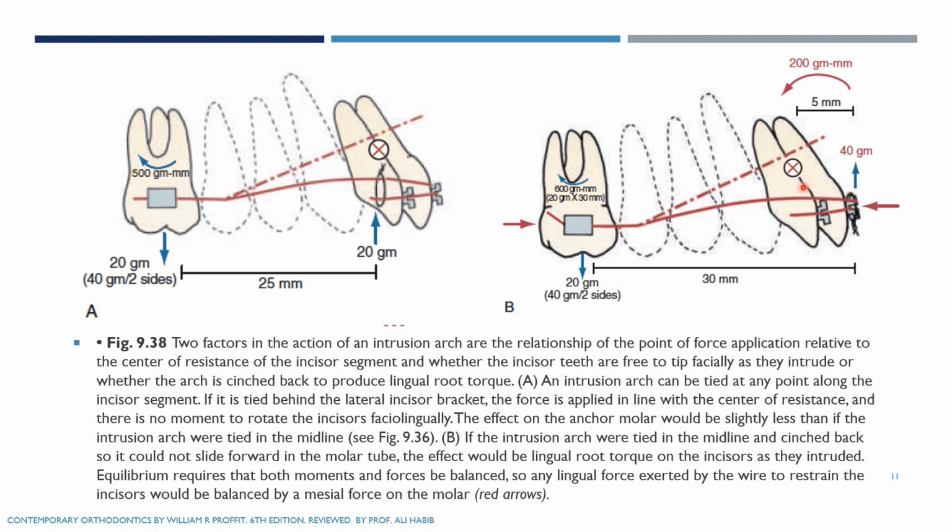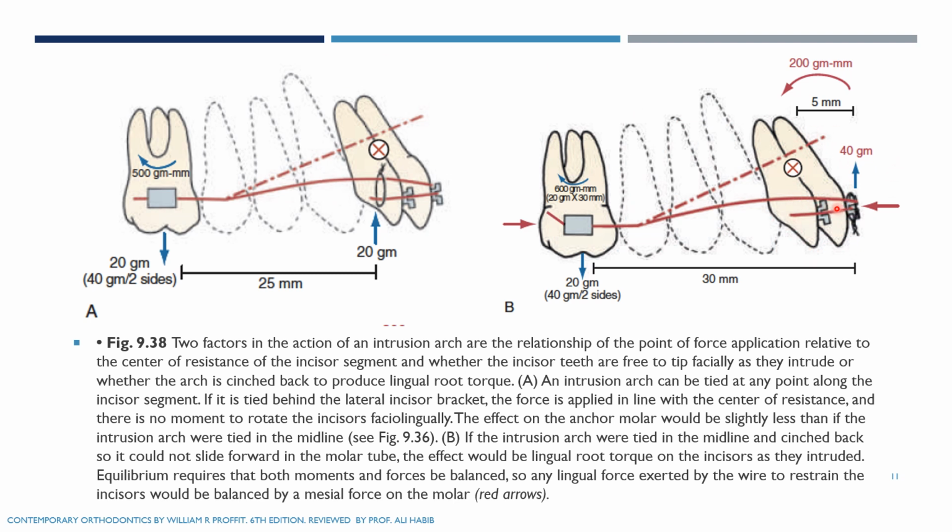Let's say we don't want to flare the teeth. We don't want to procline the incisors while we are doing intrusion, because we now know the force felt by the posterior teeth and the anterior, and the direction of the force and the moment. So if we want to stop this moment on the anterior teeth, what do we have to do?